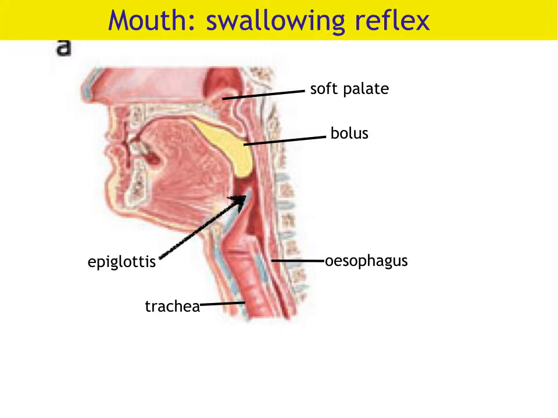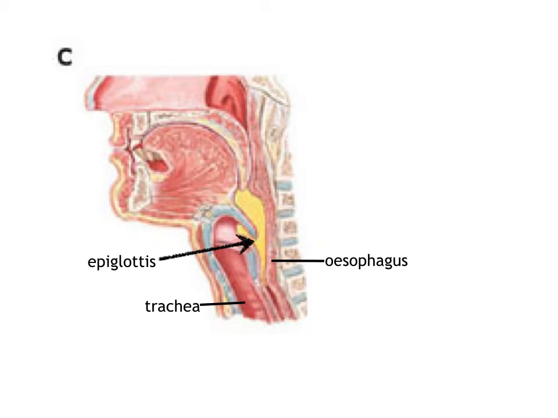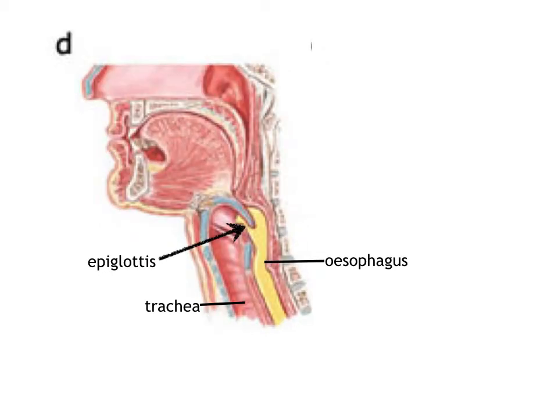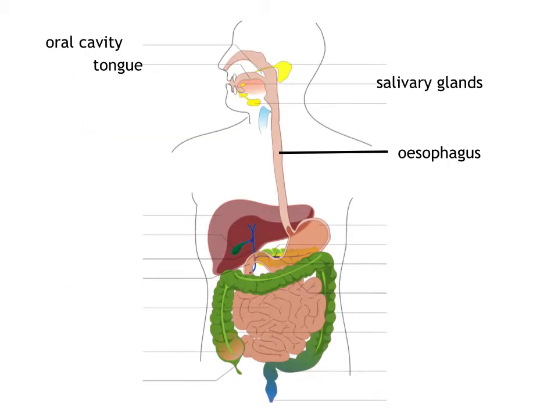Swallowing is a reflex action that starts when the food touches the soft part of the palate at the back of your mouth. Here you can see the epiglottis starting to move and cover the trachea, and the bolus is pushed down into the esophagus. So the food moves down the esophagus into the stomach.